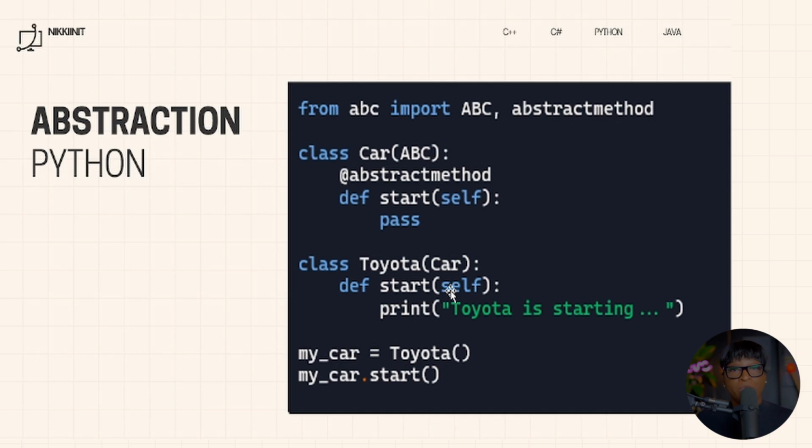This is how abstraction looks in Python. You can see it's much different from C++. You call the abstract method, and we import the abstract method from this imported file.